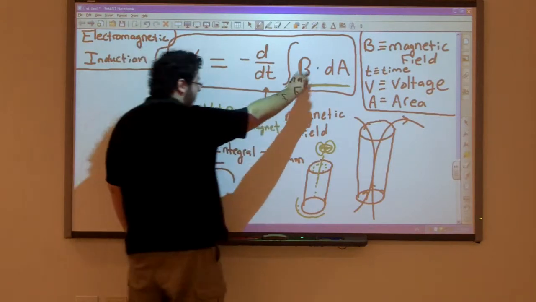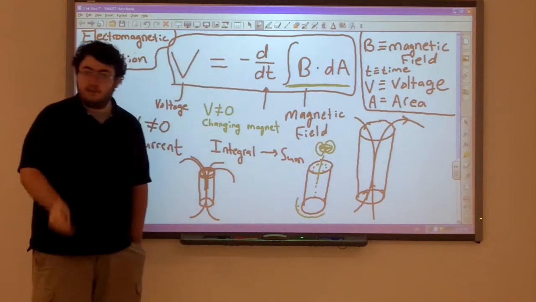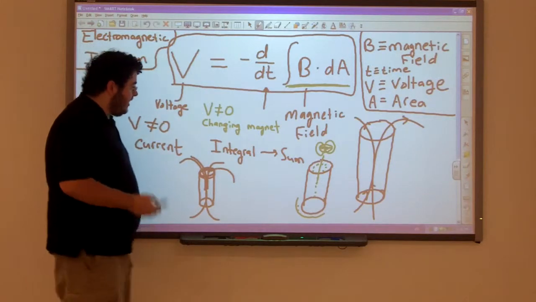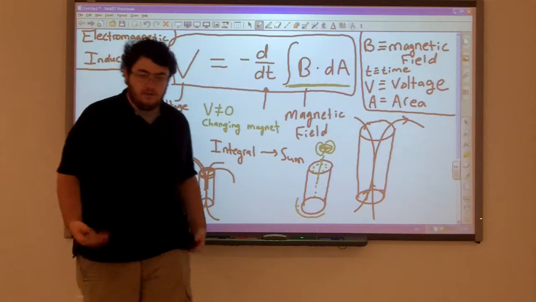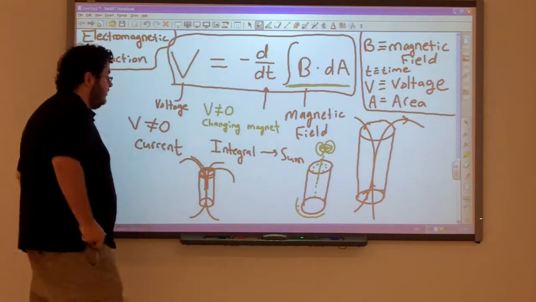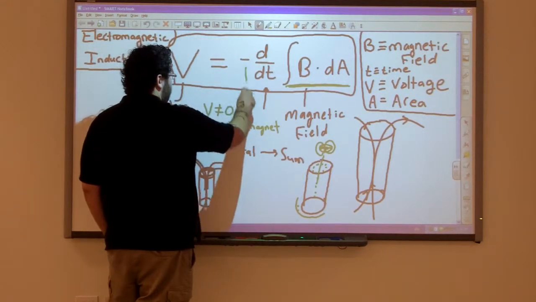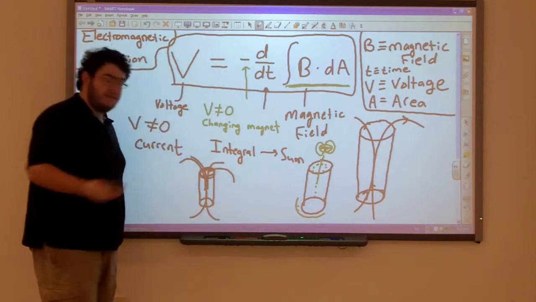We could also have a changing area, but we'll assume the area is constant here, just a cylinder. So we need a magnetic field to be changing as it falls in order for there to be a current or voltage. But what about this negative sign? Could it mean anything? It's just a small negative sign.